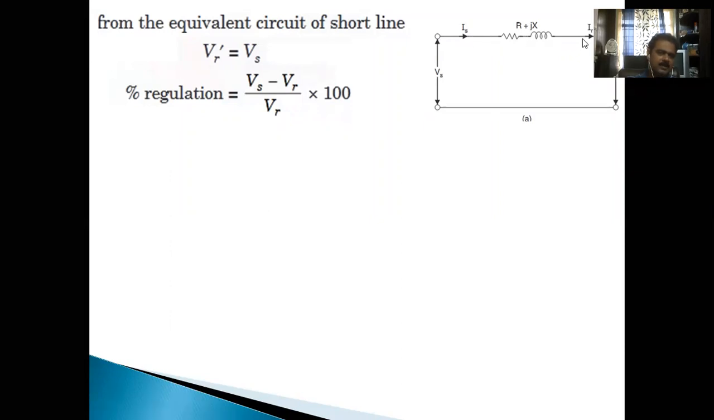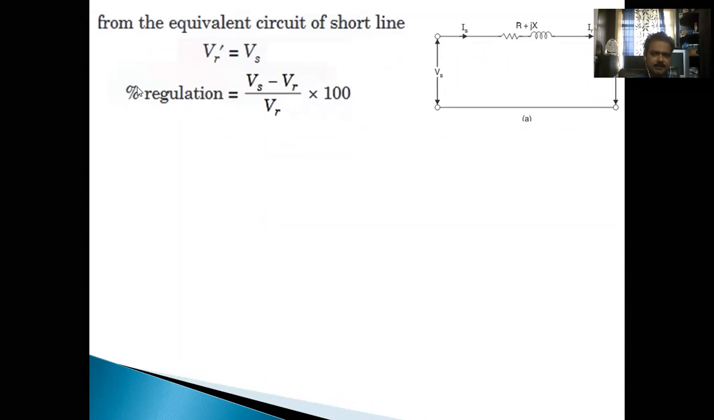IR value is 0. Once we know that IR value is 0, there is no drop in this. So whatever may be the voltage at the sending end, that appears across these 2 points. That's why I have represented VR dash. That means receiving end voltage under no load conditions, which is equal to supply voltage or sending end voltage.